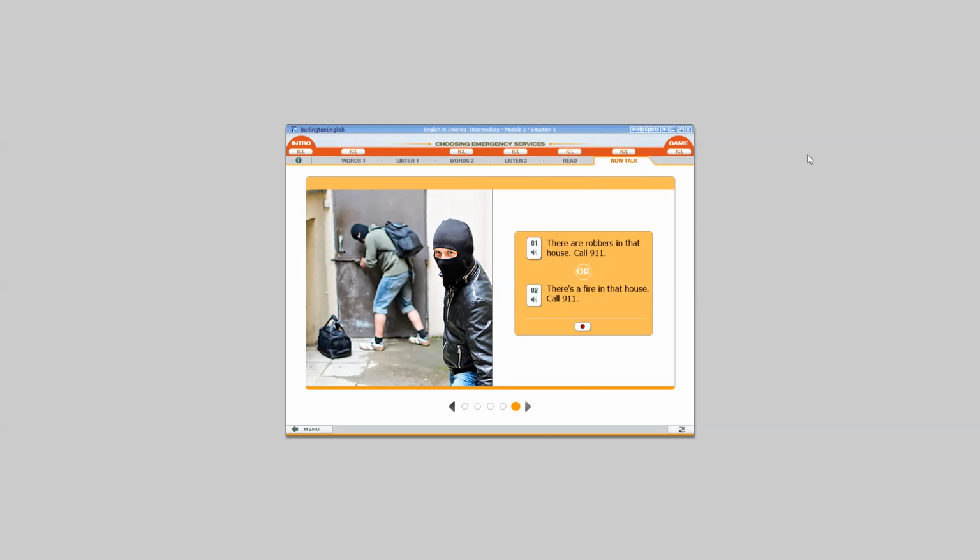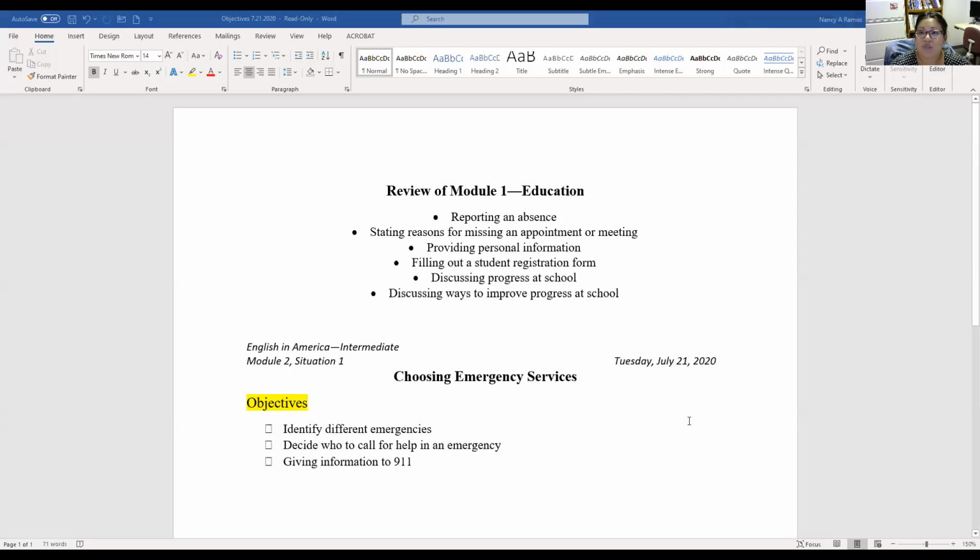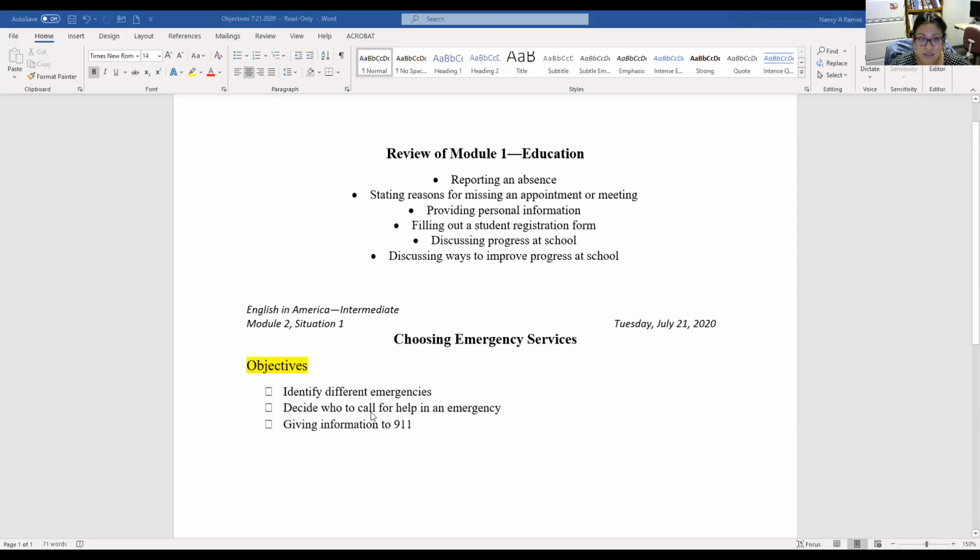All right. Now let's stop share. I'll share my camera again. Okay, so I'm going to show you the screen of our objectives. It is this one. We're just going to review quickly. These were our objectives. Today we identified different types of emergencies. For example, we talked about a broken arm, a flat tire, two men fighting. Those are all different types of emergencies.